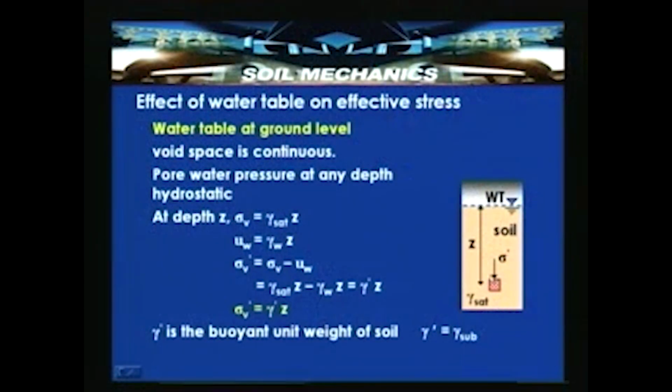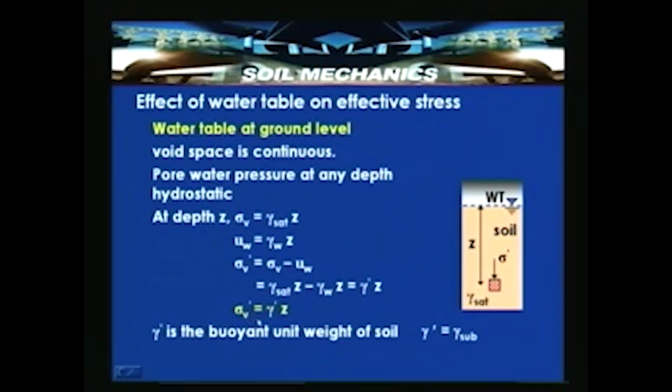So, pore water pressure at any depth is hydrostatic. At depth z, sigma v is equal to gamma sat z, because here at depth z we are interested in computing the total vertical stress. Uw is the pore water pressure at depth z from the groundwater table. At groundwater table level it is 0, and at depth z it is gamma w z. So, effective stress is equal to sigma v minus uw, which can be given as sigma v dash is equal to gamma dash z, where gamma dash is the submerged unit weight or buoyant unit weight of soil, which is nothing but the difference of gamma sat minus gamma w.